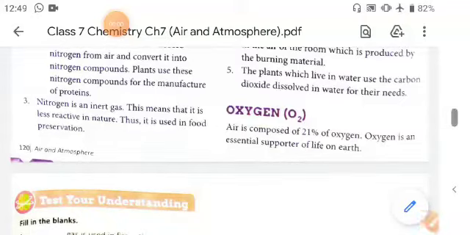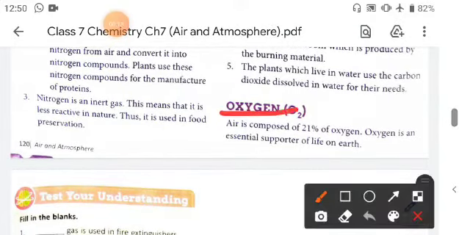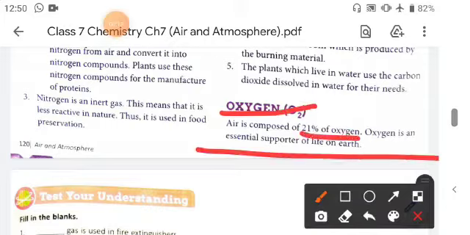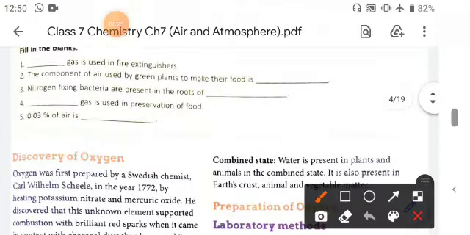Students, we are here to study chapter number 7, Air and Atmosphere. So today we will continue the topic of oxygen. You know, oxygen is 21% of the atmosphere, and oxygen is essential and a supporter of life on earth. These questions you will do with the help of the given notes.